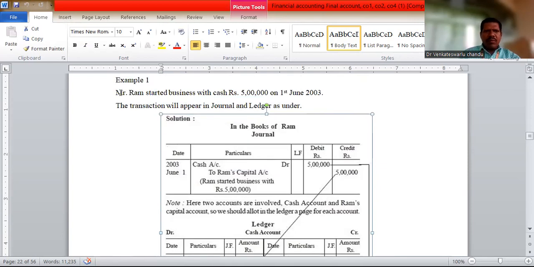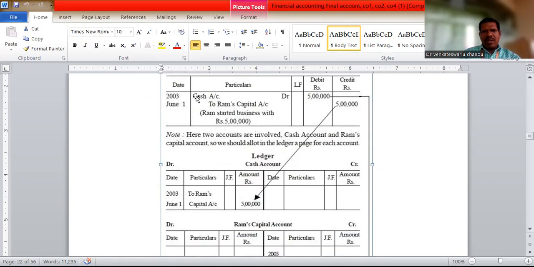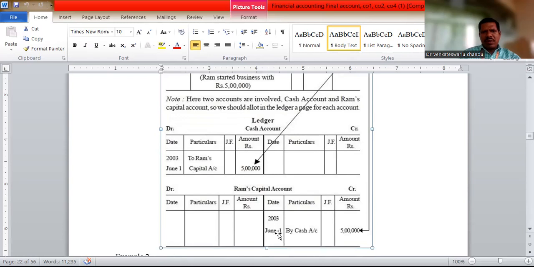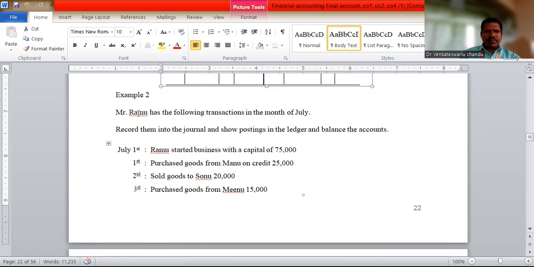So for this first transaction, Mr. Ram started business with cash of 5 lakhs. In the journal we have cash account debit to Ram's capital. Now posted into the ledger, in the cash account the value shows on the debit side, to Ram's capital. Ram's capital account shows the credit value, by cash. Let's see one more example.